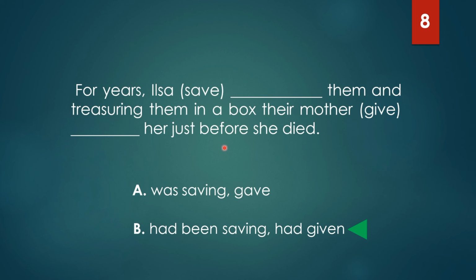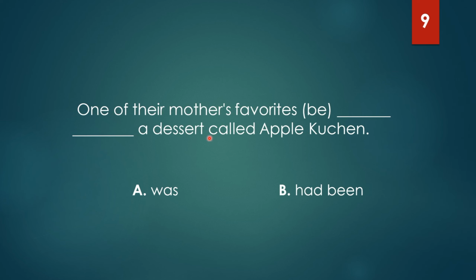And their mother had given her just before she died. Again, we have a before, giving the recipe to her happened before this. So we use past perfect for giving the recipe. Number nine, one of their mother's favorites, well, simply was a dessert called apple cushion.